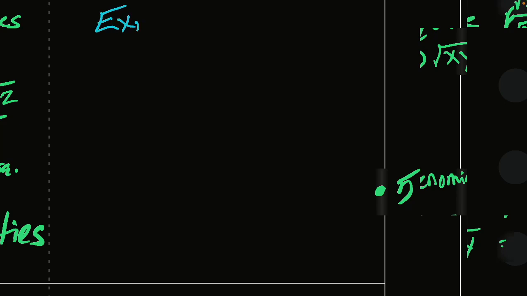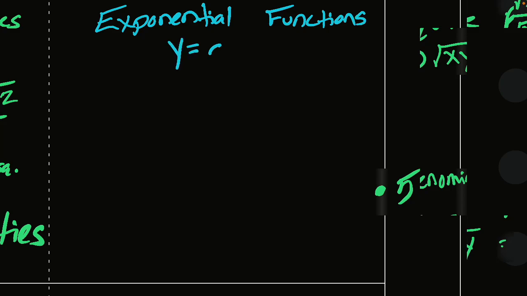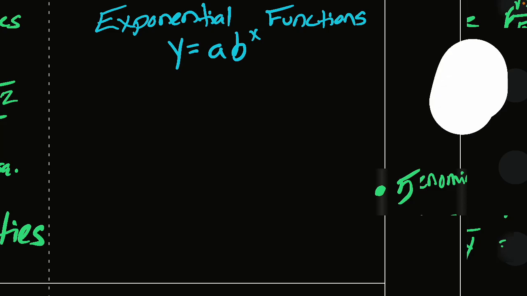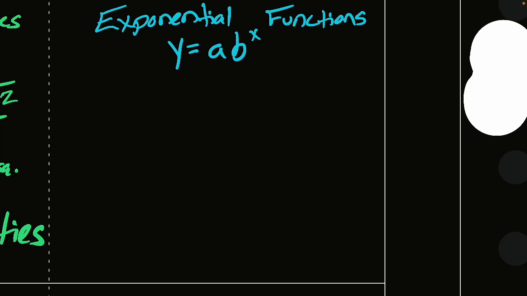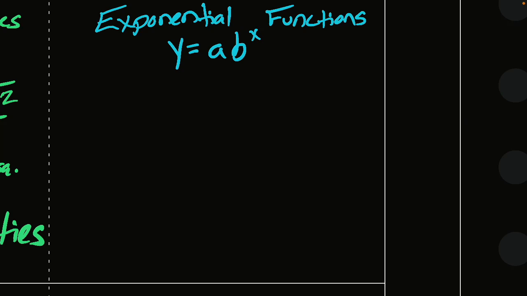This is a big picture thing. Exponential functions. Remember, all of them had this form. Y equals A times B raised to the X power. All of them had that form. Now we broke that down and we have different versions of that we use. But all of them have that form, A times B to the X.